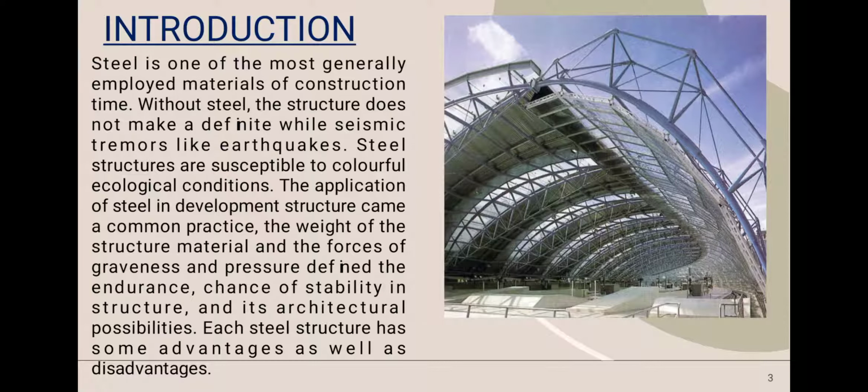Introduction. Steel is one of the most generally employed materials in construction. Without steel, the structure does not become definite. While seismic threats like earthquakes and ecological conditions affect steel structures, the application of steel structure development has become a common practice. The weight of the structure materials and the force of gravity and pressure define the endurance and stability of the structure and its architectural possibilities. Each steel structure has some advantages as well as disadvantages, and this is shown in the figure.